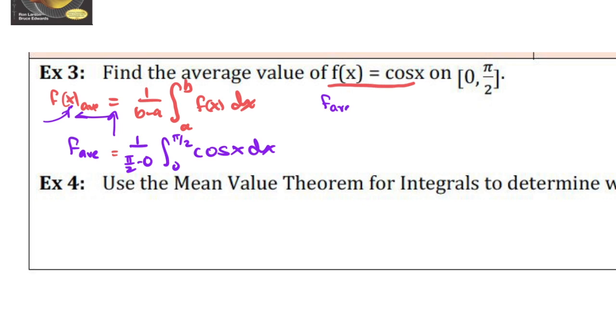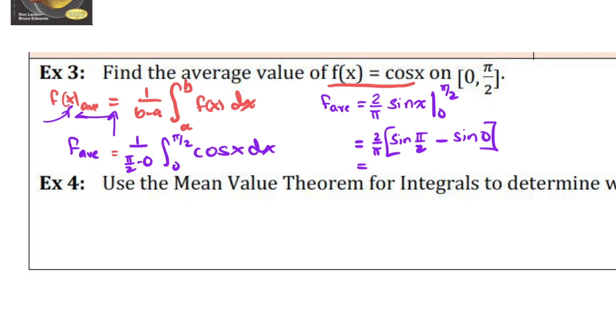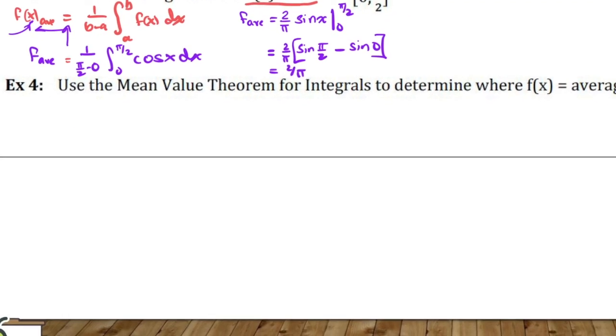So in our problem, the average value is going to be equal to the antiderivative multiplied by 2 over pi, and the antiderivative of the cosine, recall, is going to be your sine of x, and we're going to evaluate from 0 to pi over 2. When you substitute, using that fundamental theorem of calculus, sine of pi over 2 minus your sine of 0, and you end up with 2 over pi. So the average value over that entire function is 2 over pi.